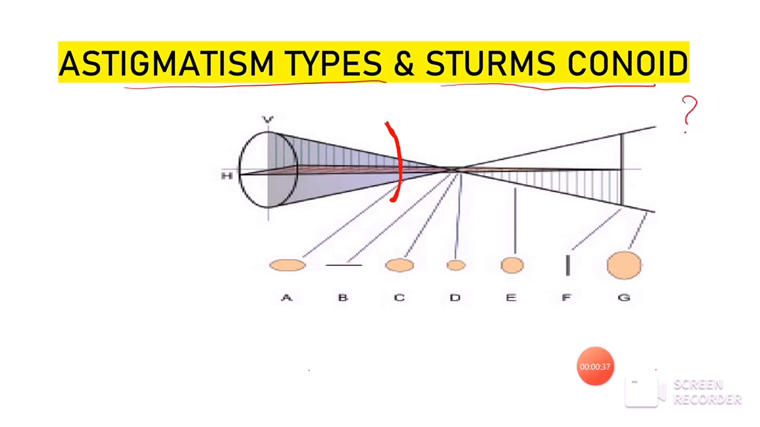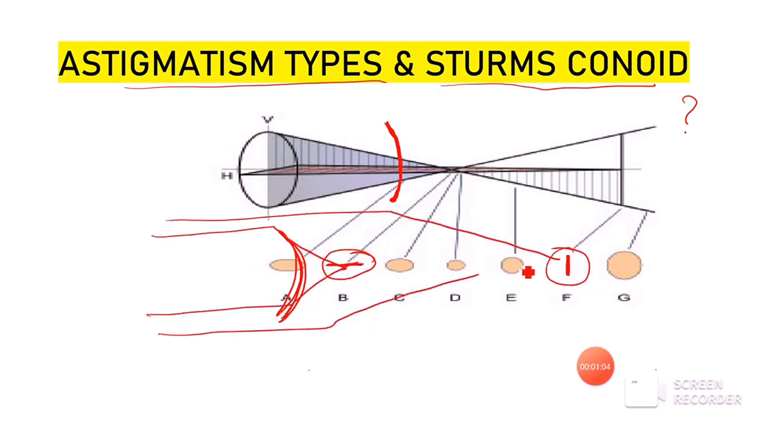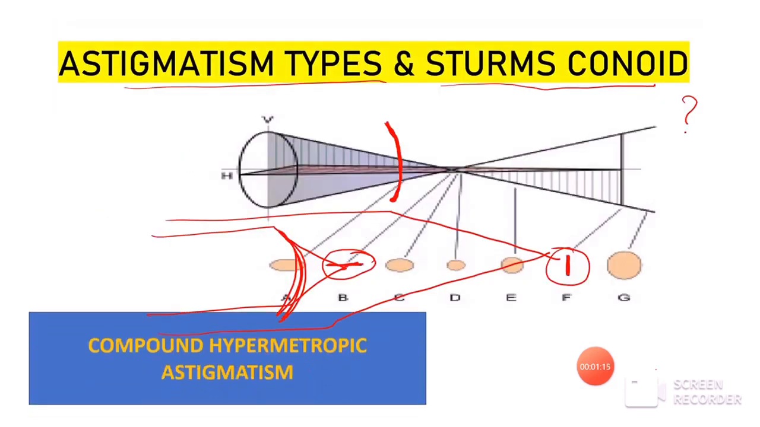The type of astigmatism depends upon where the images are formed from both the meridians, right? Here we saw that the vertical meridian was forming the image at the point B and the horizontal was converging at a point F. Now, if we have the retina at the point A, where are these focal lines present? B and F both are present behind the retina. And we know that hypermetropes form the images behind the retina, right? Since both the meridians are forming the images behind the retina, this is a case of compound hypermetropic astigmatism.